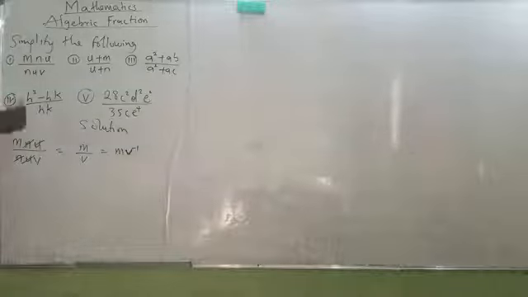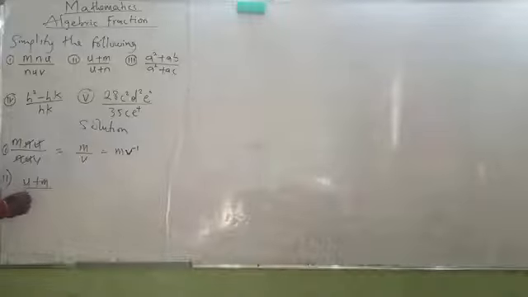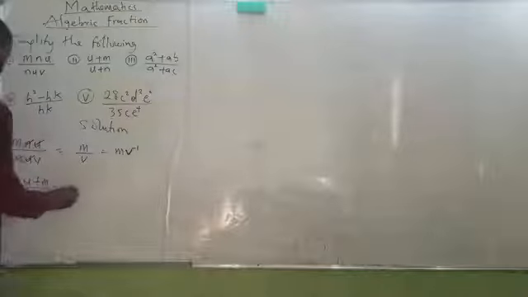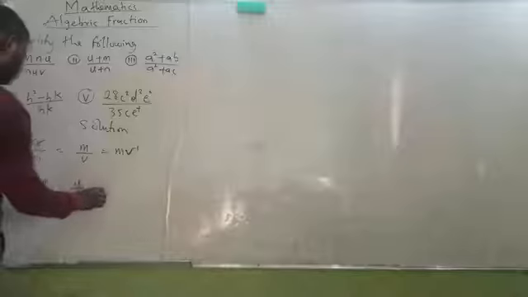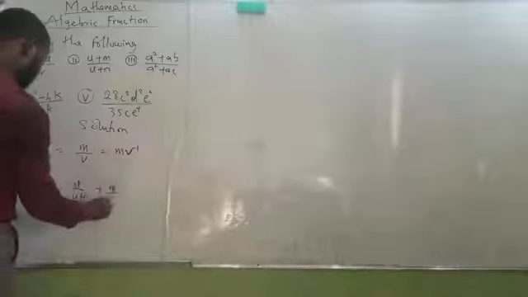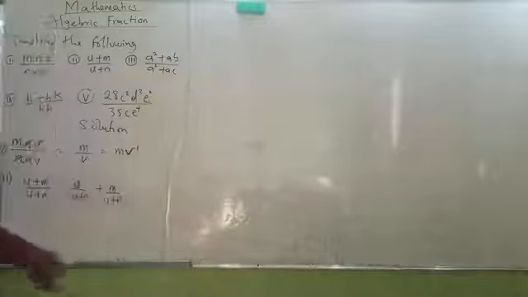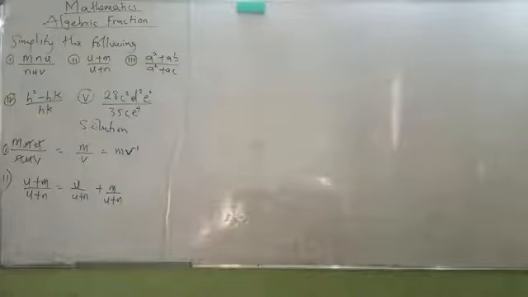Now the second one, I have u plus m divided by u plus n. Is there anything you can do here? This is addition. There's nothing you can do to it. The only thing you can do is write it this way: u all over u plus n, plus m all over u plus n. You can't do anything to it except this. That is all you can do.